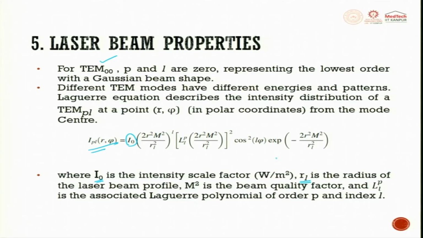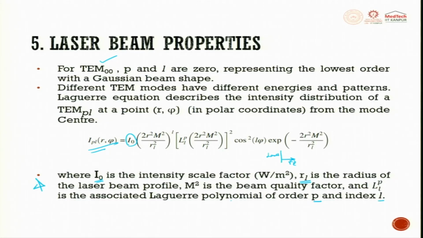Ri is the radial. So, this is the laser beam coming and this is Ri. Ri or RL is the radius of the laser beam profile. M2 is the beam quality factor. LPL is the associated Laguerre polynomial in the order of P and index L.